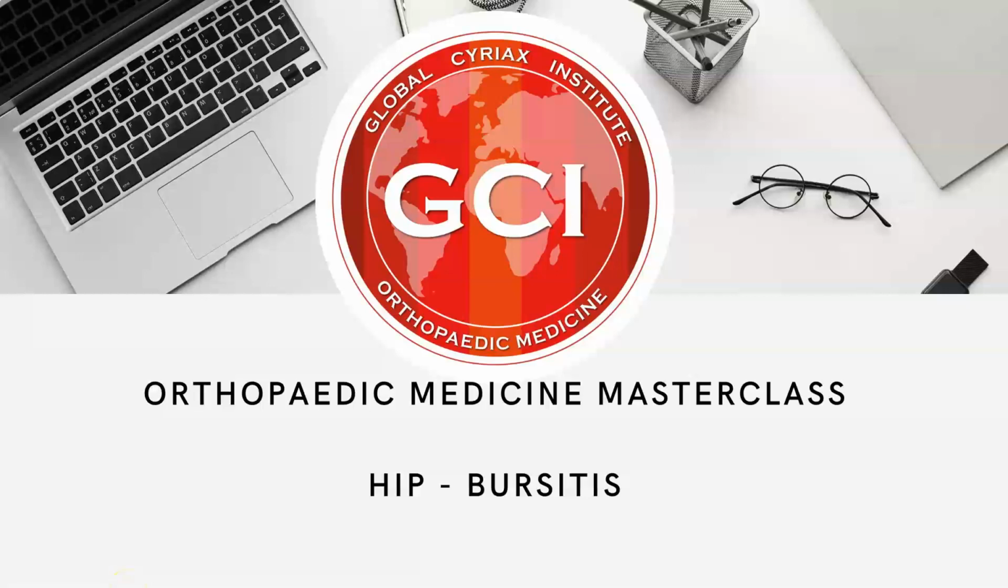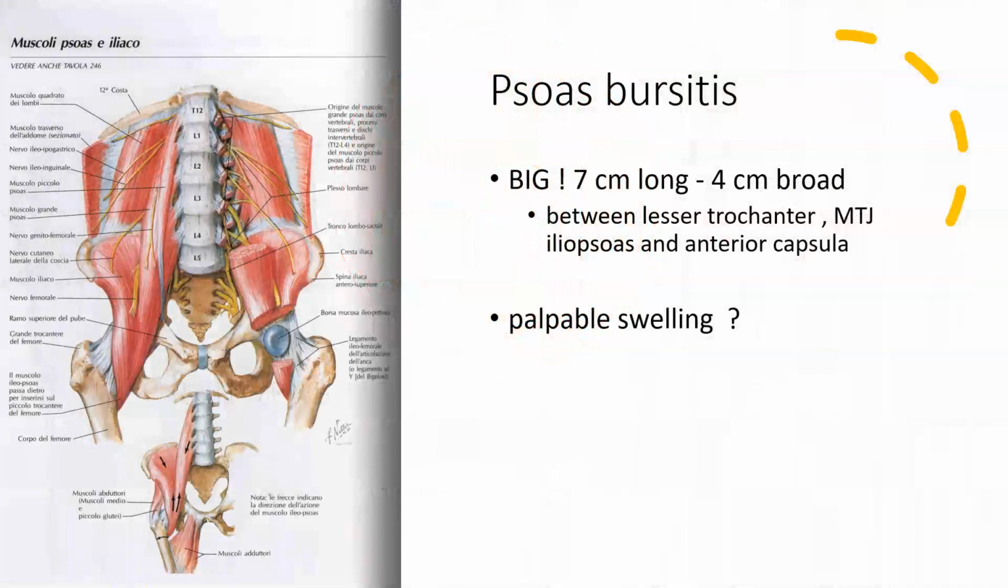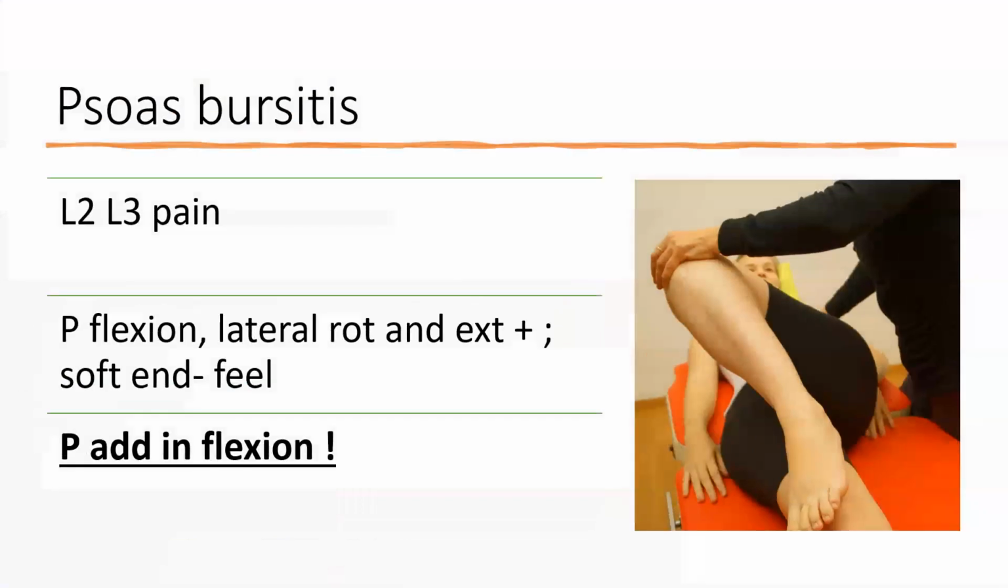There are different kinds of bursitis in the hip area. And the psoas bursitis is one option. This is a pretty big bursa, about 7 centimeters long, 4 centimeters broad. Perhaps when we have a bursitis over there, we can really palpate the swelling.